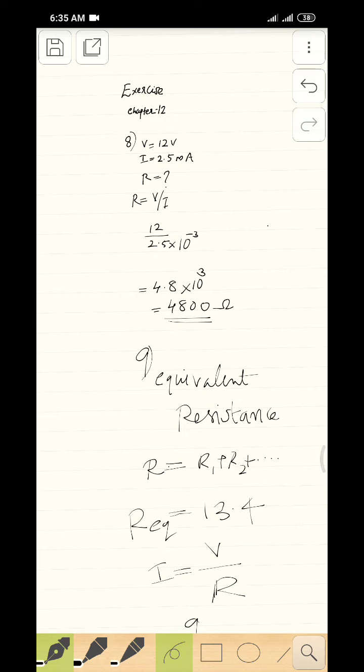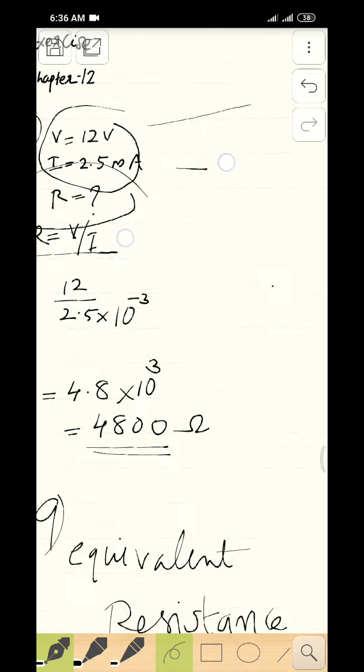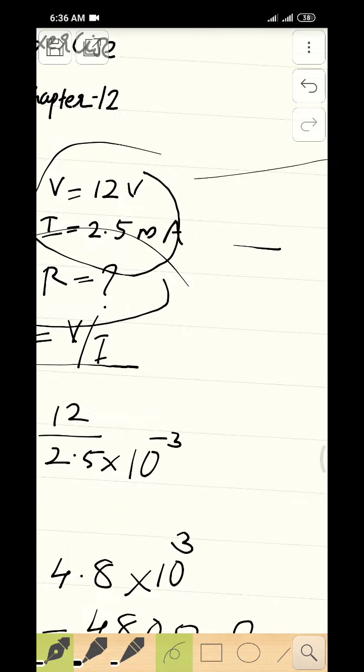Here the V value is given. So the voltage V is equal to 12 volt, and the I value, current, is 2.5 milliampere. So what you have to find? The resistance value you have to find. So we can use Ohm's law over here, that is R is equal to V by I. So substitute the V value and as well the I value. Remember, the I value is given in milliamperes, 2.5 milliamperes.